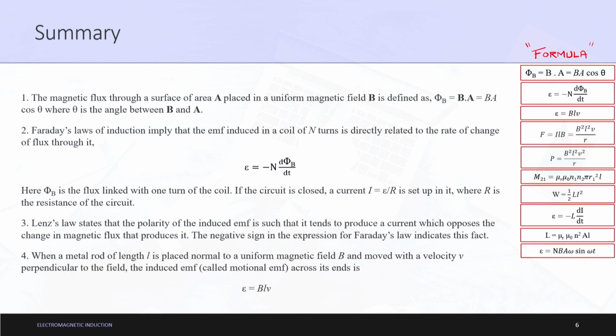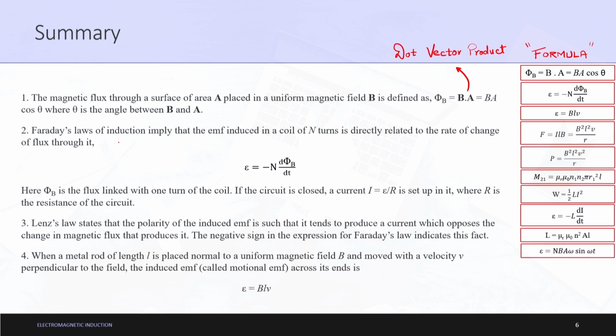So let us look over every point written here. First of all, the magnetic flux through a surface of area A placed in a uniform magnetic field B is defined as phi b is equal to B dot A. We know that it is a dot vector product, that is equal to B dot A, which is equal to B A cos theta, where theta is the angle between B and A.